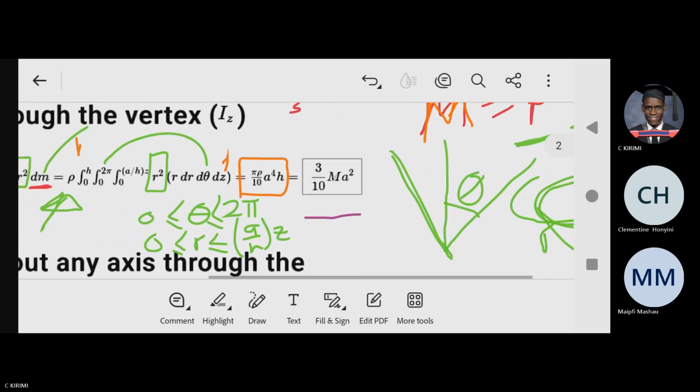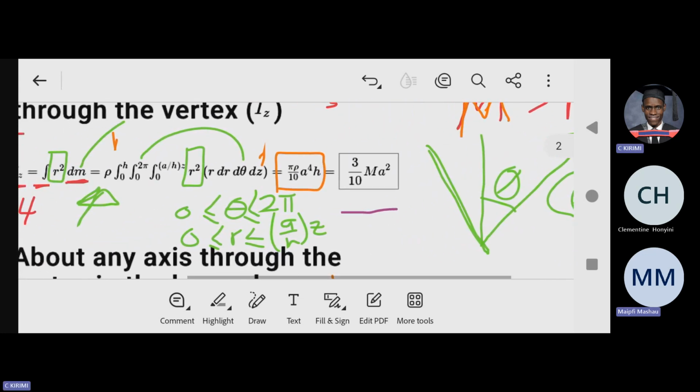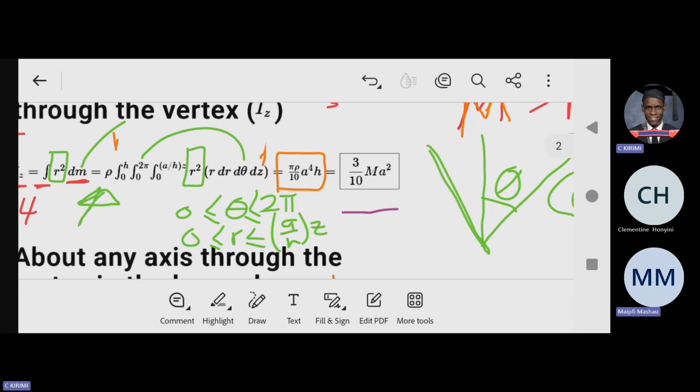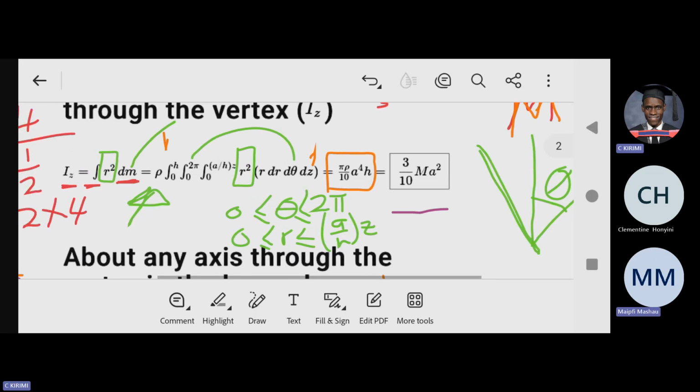Which ones? Where you are deriving? The one where you wrote with a green marker, the r squared dm, and then you said it is the moment of inertia with respect to z, right? No, not with respect to z. It's the moment of inertia along the z-axis. Along, yes, not with respect to that. It's the moment of inertia when it's turning along the z-axis.